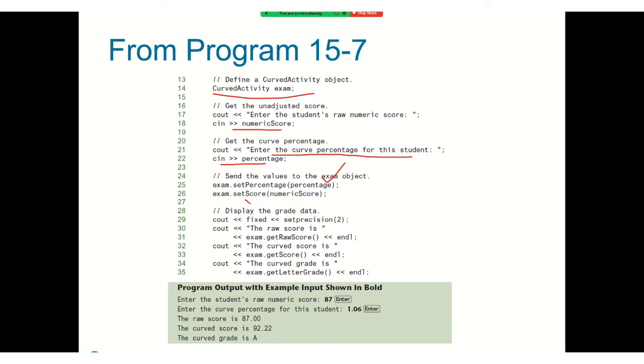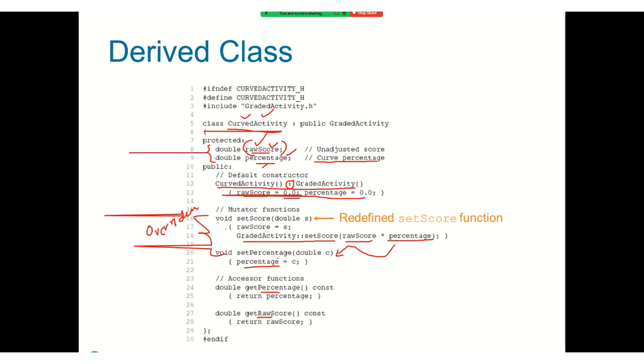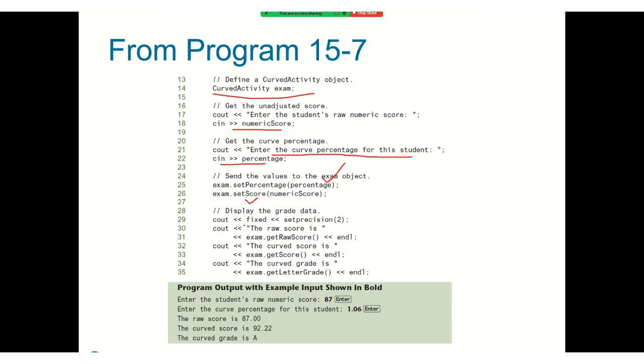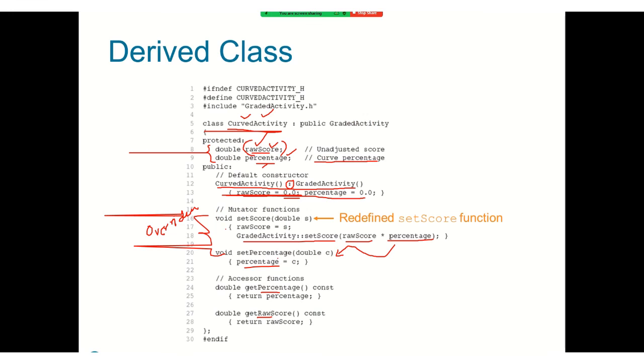But set score is an overridden function, so you are calling it here, set score. So ultimately what is going to happen is that your final score will reflect the curved score, because you have overridden this mutated function. So that's the reason, that's the main thing.